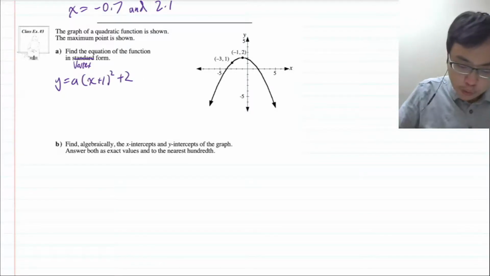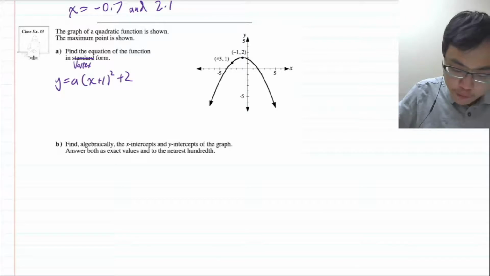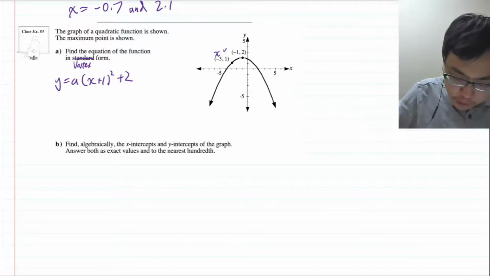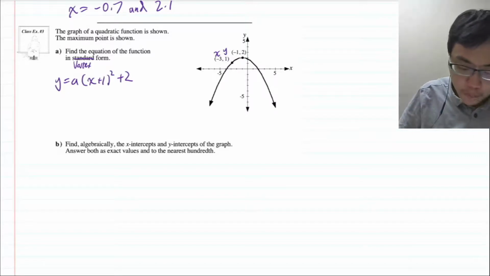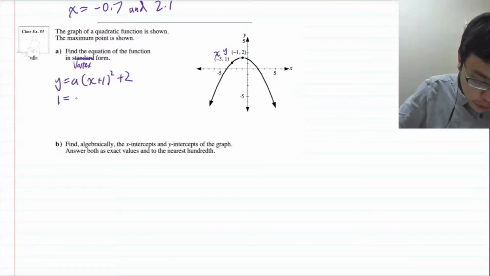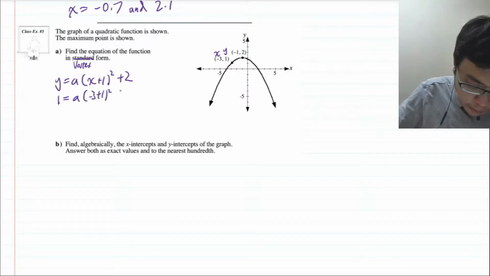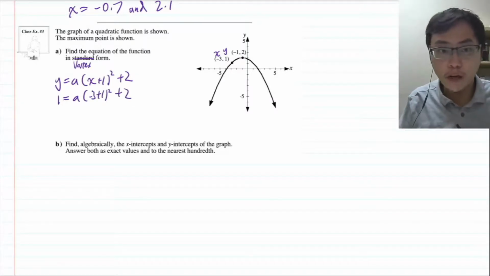Now, the next thing is we're going to substitute in negative 3, 1. Remember, this is the x value and this is the y value. So I'm going to put in negative 3 into x and I'm going to put 1 into y. So 1 is equal to a bracket, and we have negative 3 plus 1 whole squared plus 2. And all we have to do is solve for a now.